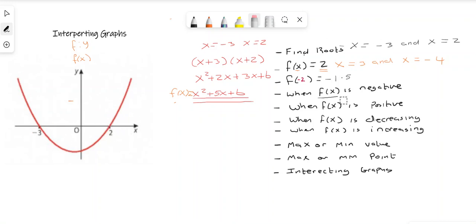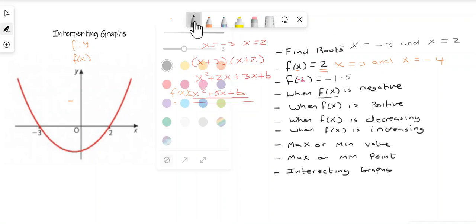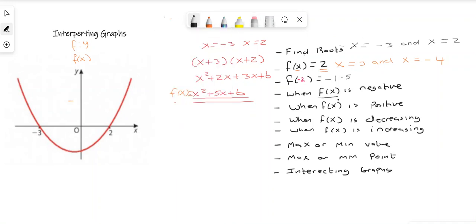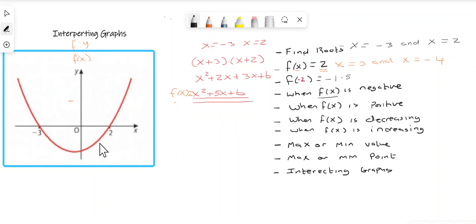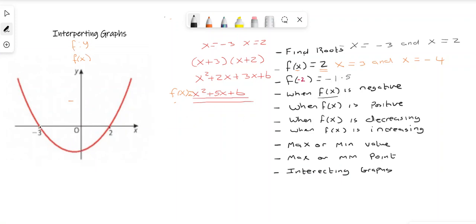So what this question is asking is, when f(x), so when y is negative, y is going to be negative all down here. Okay, so remember all underneath here, these are all the negative values. So the positive values are up here and the negative values are down here. So what you can say is that everywhere between, let's say from here all the way to here, that's when the values are negative.